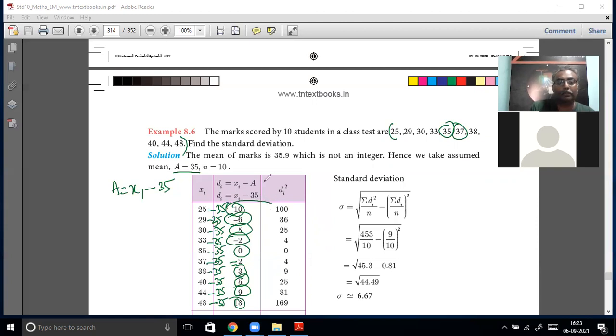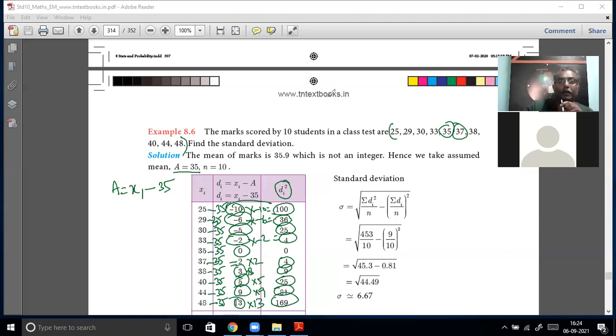Now what you do, you have to make di squared. So minus 10 into minus 10, how much? 100. Minus 6 into minus 6, 36. See, all the negative values will go out because in a square you can never get negative. Minus 5 into minus 5, 25. Minus 2 into minus 2, 4. 0 into 0, 0. 2 into 2, 4. 3 into 3, 9. 5 into 5, 25. 9 into 9, 81. 13 into 13, 169.